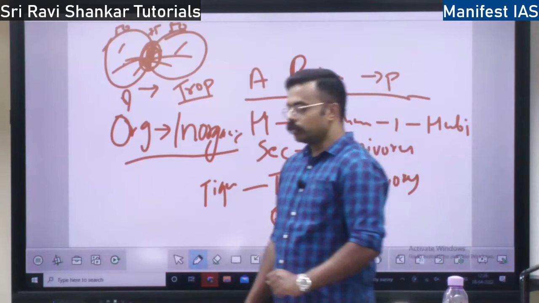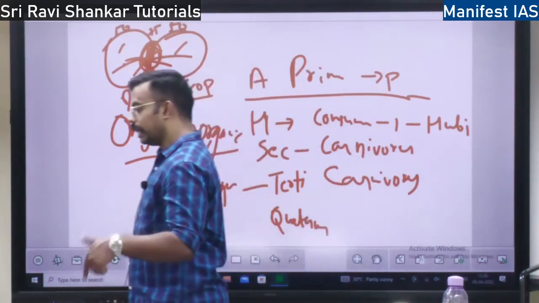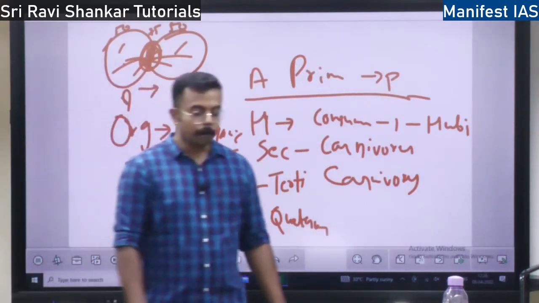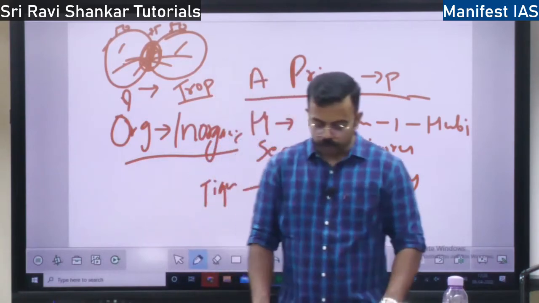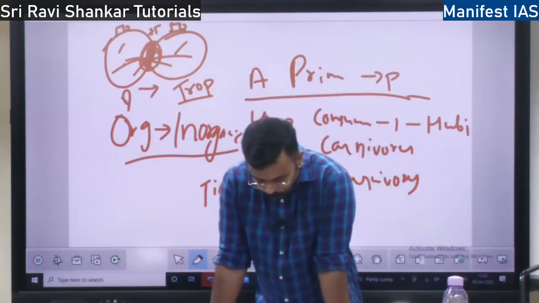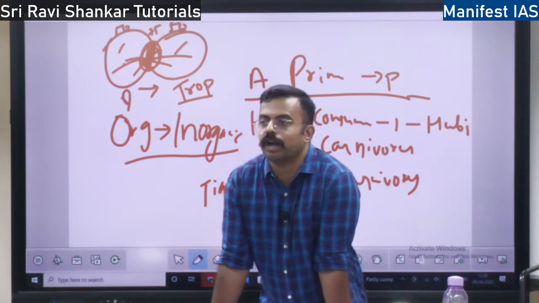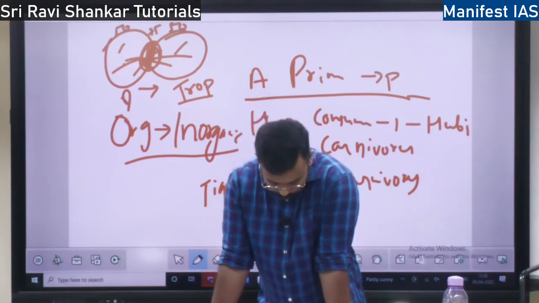Then we will move to the next concept, the higher level of ecosystem. It is called biome. Biome. So what is a biome? So biome, see, you have biosphere. What is biosphere?